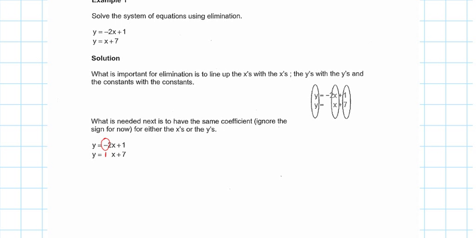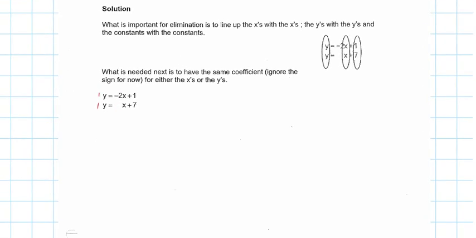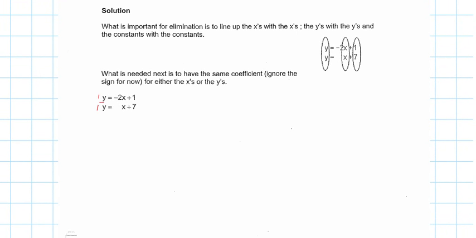Now, if I look at the y, they both have the coefficient of 1. So I can eliminate the y. If I have one y and I want to get rid of it, do you add or subtract? Subtract, because 1y minus 1y is going to give me 0y. So the best thing to do here is to subtract, and I'm going to have to subtract all the terms. I'm going to subtract 1y minus 1y, negative 2x minus x, and 1 minus 7. So I'm subtracting every term from the other term.